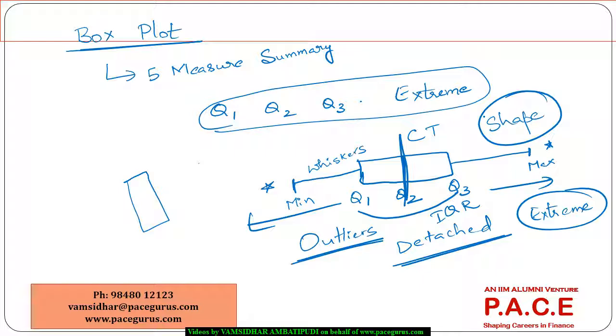So understanding the three dimensions, which are the location, the dispersion, and the shape of the distribution, will definitely help us in understanding the patterns in the data more and more effectively. All right.